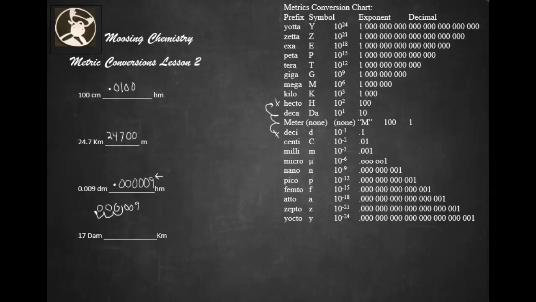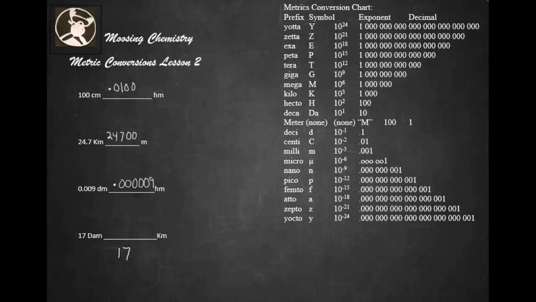So let's go ahead and do some erasing here. Clean this up a bit. That'd be great. Okay. And now let's do our last one. Our last one simply says 17 decameters to kilometers. So the first thing you want to do is write down the 17.